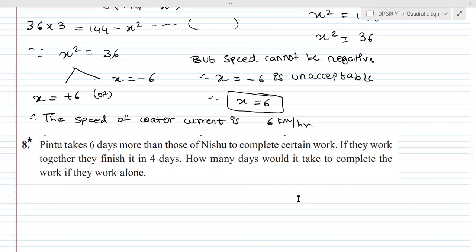Okay. So this question is a bit tricky. I'm saying now only, so it would be my advice to pay attention. This question may take 12 minutes. See, let Nishu take x days to complete the work and Pintu को उससे 6 दिन ज्यादा लगता है तो x plus 6 हो जाएगा, isn't it?